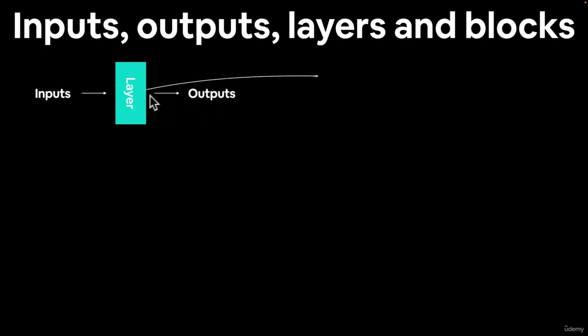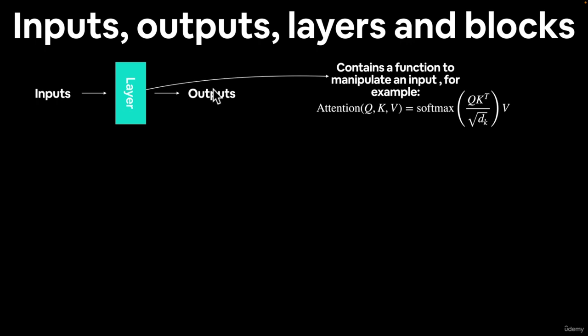But here's how I break things down with almost all kinds of neural networks, machine learning models, deep learning architectures. I break it into inputs, outputs, layers, and blocks. So what are the inputs to your layer to generate some outputs? Very usually, a layer contains some kind of function to manipulate an input. An input here could be an image, it could be some text, but not in image or text form, it's in numerical form. And it goes into a layer and it gets manipulated by some internal function such as attention.